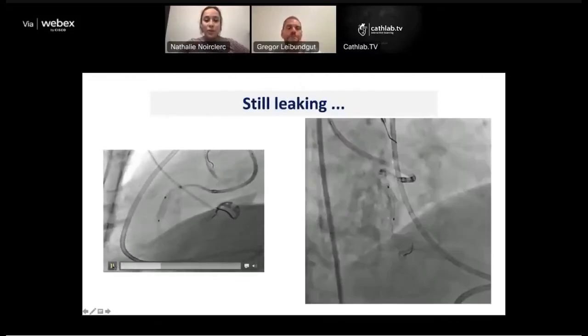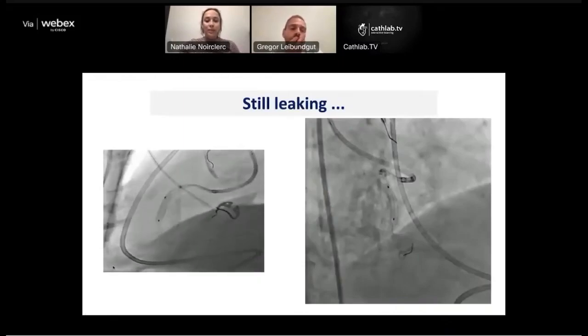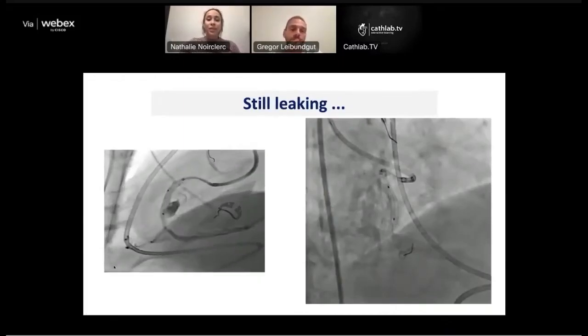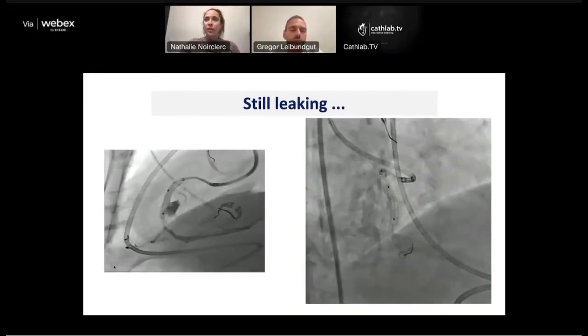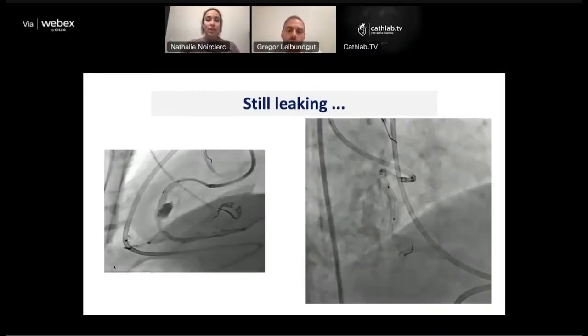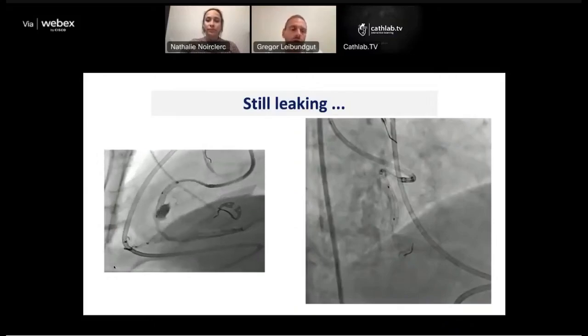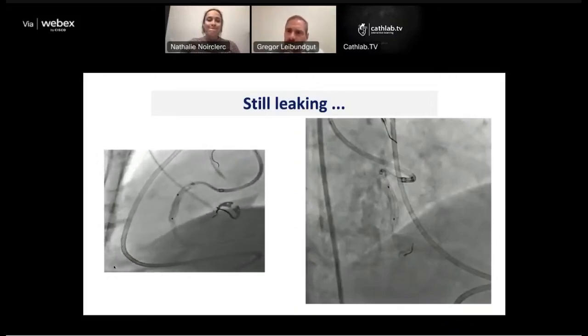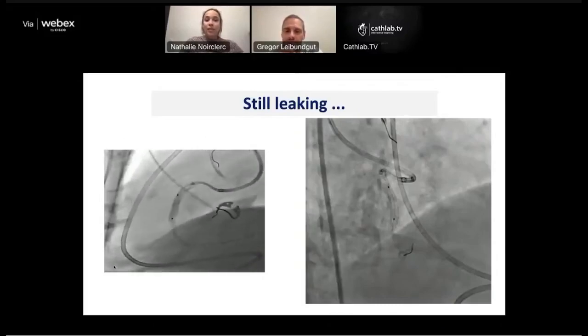And after the control, unfortunately, we thought the position was correct, but it was still leaking. So we had to put another covered stent. The covered stent was 3.5 in diameter. So we just advanced another one below the first one. Why was it still leaking? Did you miss the spot? It didn't seem so, but maybe.